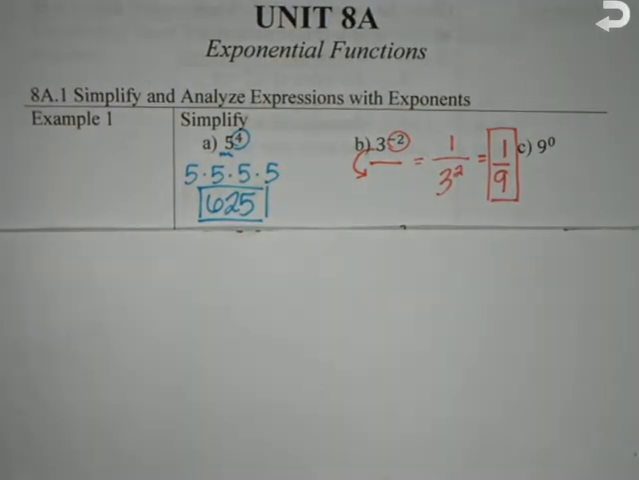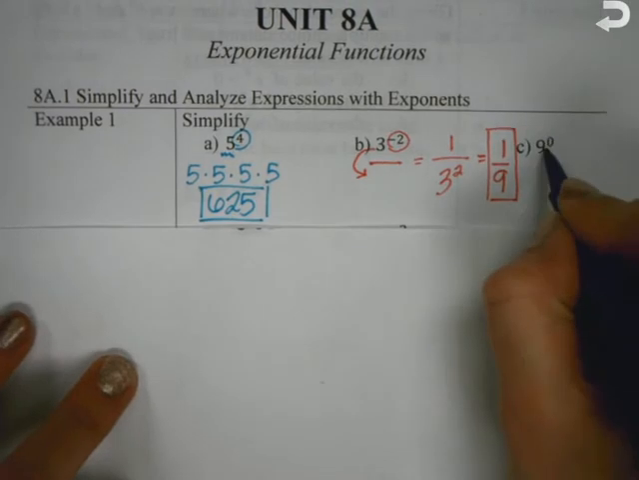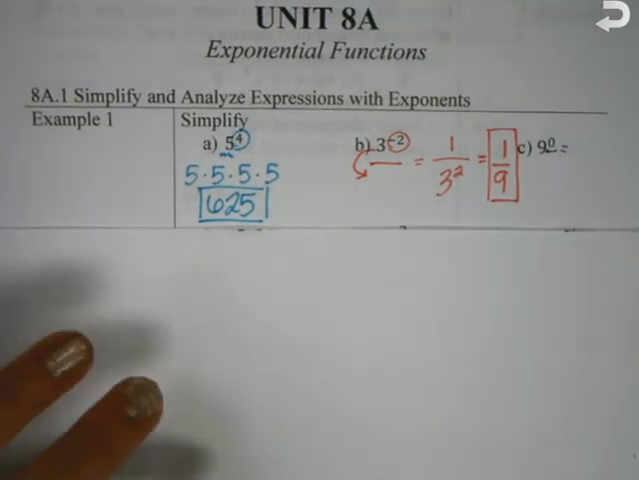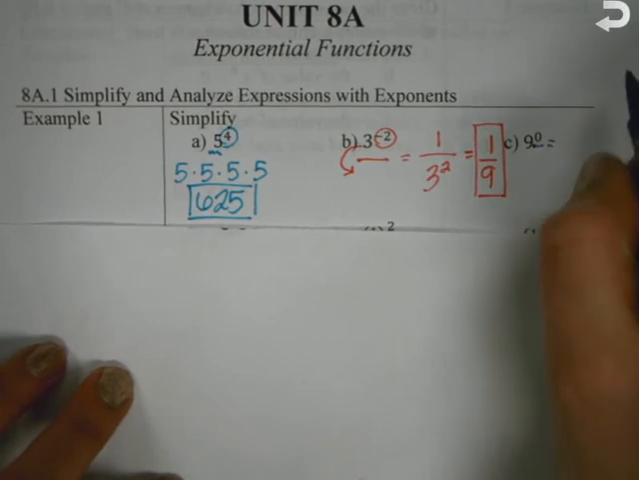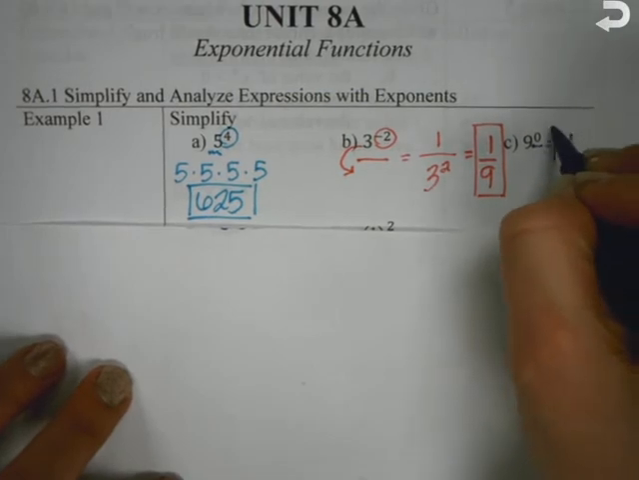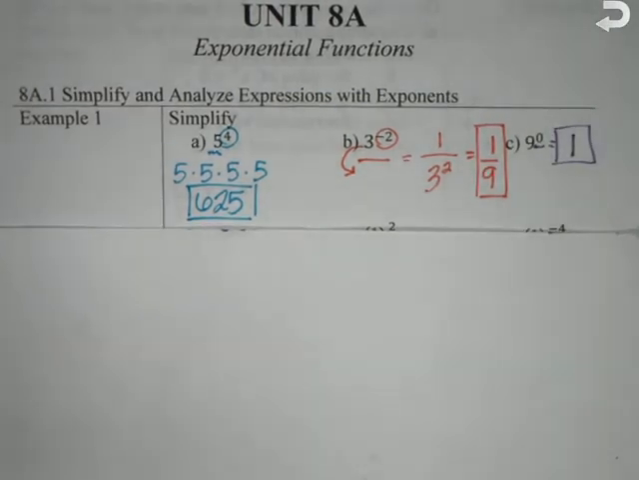Okay. Now what about anything with a power of 0? What is 9 to the 0? It's 1. Okay? The exponent 0 means that we're not multiplying the number at all. So that means that we're starting with the multiplicative identity, which is 1. So we start at 1.